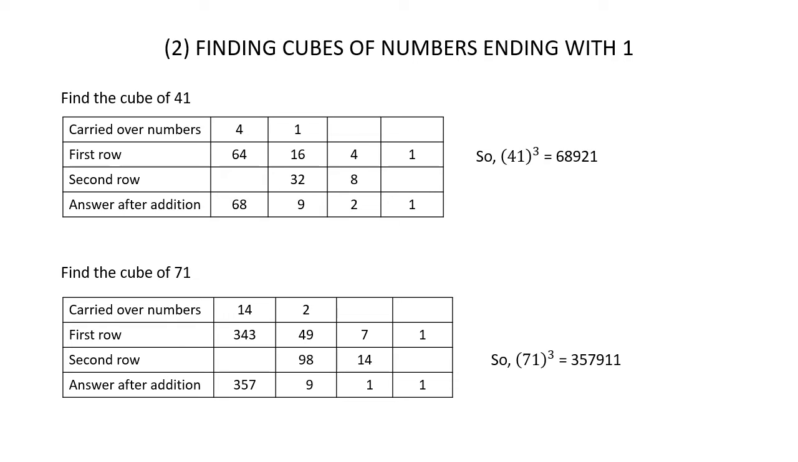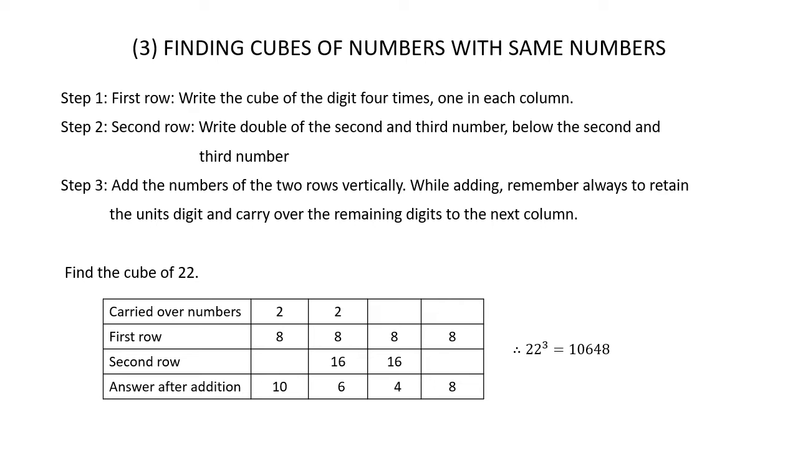So now you have the answer 357911. So 71 cubed is 357911. Hope you have understood this method. Now let's find cubes of numbers with same numbers.